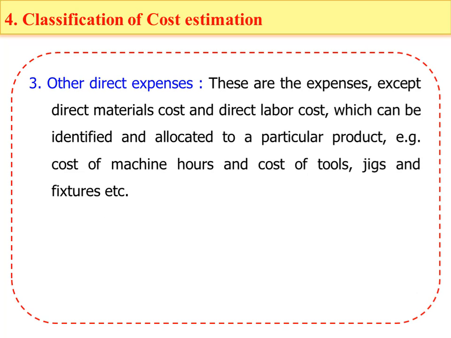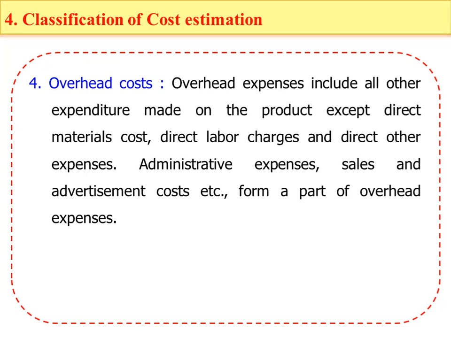Third, other direct expenses. They are the expenses except direct material cost and direct labor cost, which can be identified and allocated to a particular product. Example, cost of machine hour and cost of tool, jig and fixture. 4. Overhead costs. Overhead expenses include all other expenditure made on the products except direct material costs, direct labor charges, and other direct expenses. Administrative expenses, sales and advertisement costs form a part of overhead expenses.